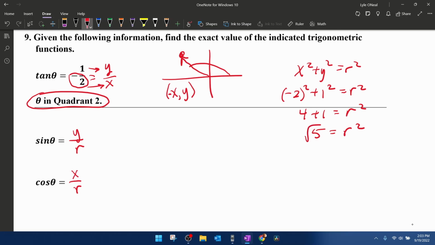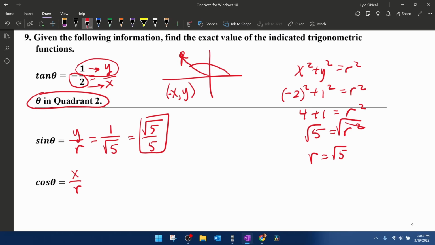And taking the square root of both sides gives us a radius of square root of 5. And now we can find our trig functions. So again, back up here, we know y is 1. That's going to be 1 over square root of 5. But that needs to be rationalized, giving us square root of 5 over 5.